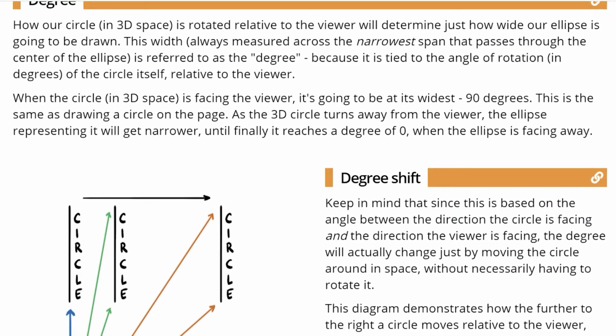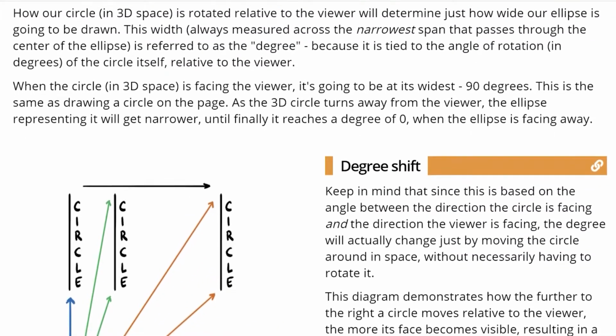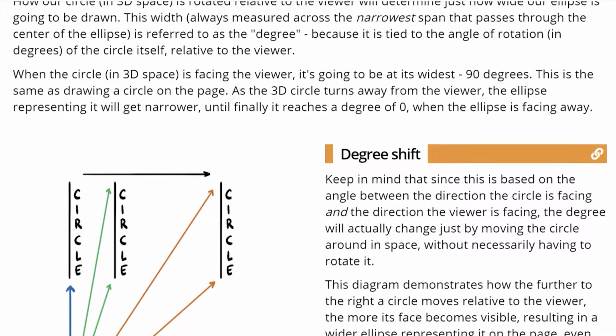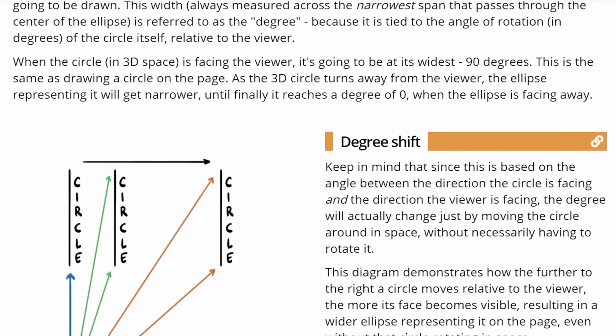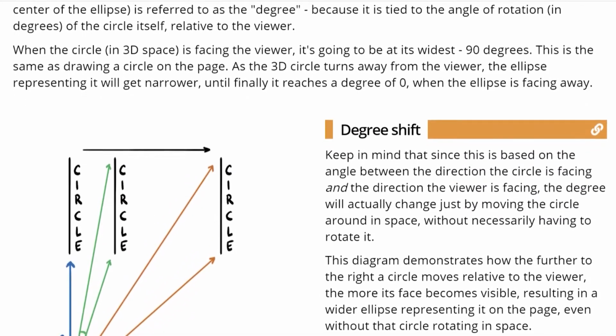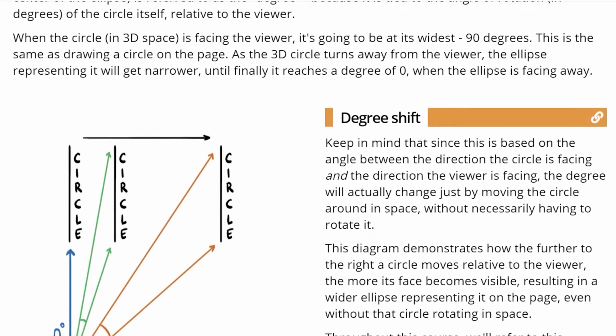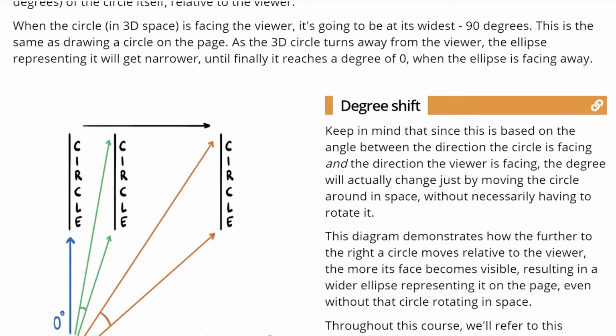This is the same as drawing a circle on the page. As the 3D circle turns away from the viewer, the ellipse representing it will get narrower until finally it reaches a degree of 0, when the ellipse is facing away.